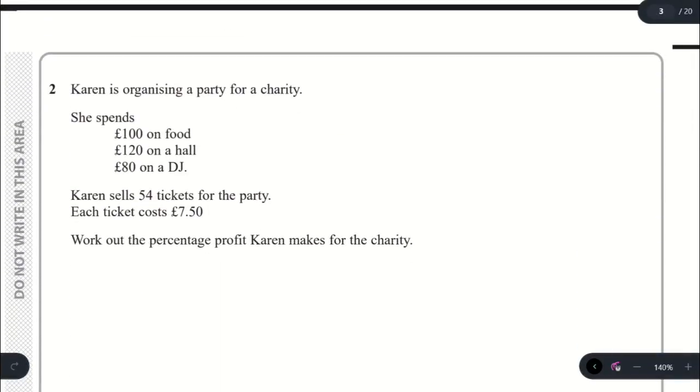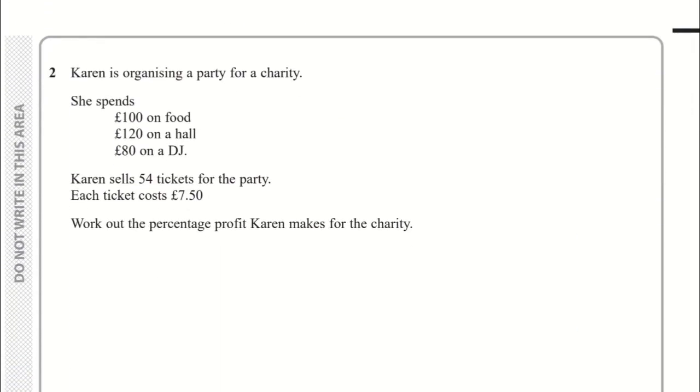Number 2 says, Karen is organizing a party for a charity. She spent £100 on food, £120 on a hall, £80 on a DJ. Karen sells 54 tickets for the party. Each ticket costs £7.50. Work out the percentage profit Karen makes for the charity.